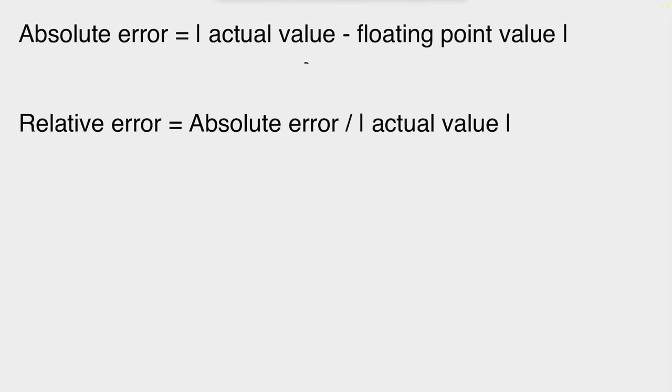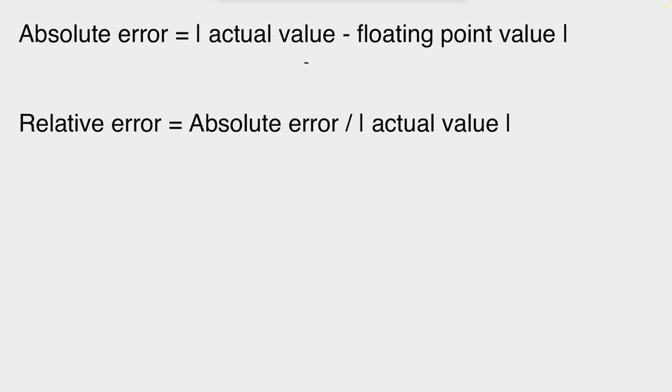So to calculate the absolute error, that's straightforwardly the actual value subtracted from the floating point value, and then it's positive. So that's what the two vertical lines on either side mean. So we would take the positive of that. And the relative error is calculated as the absolute error that we just calculated, and we divide that by the actual value. So let's have a look at an example of this.